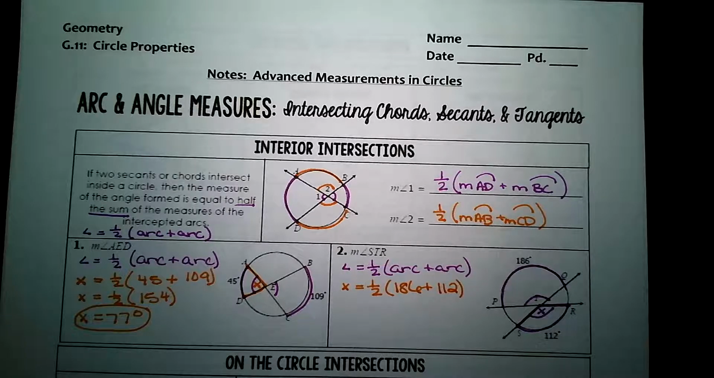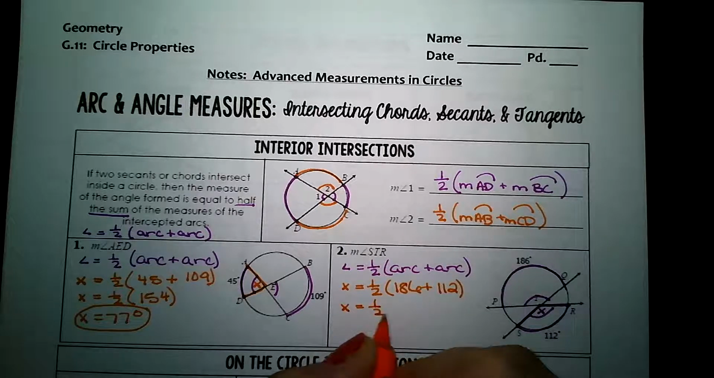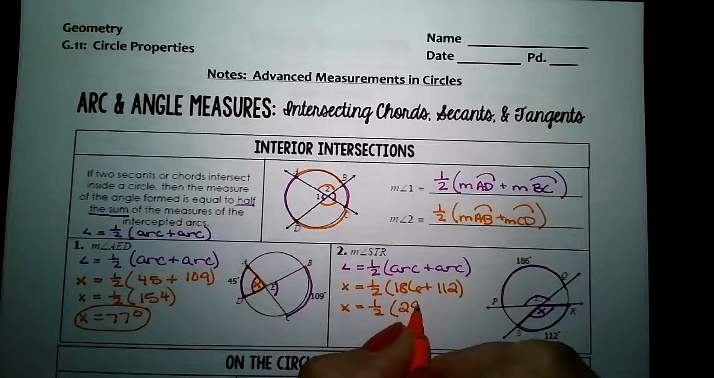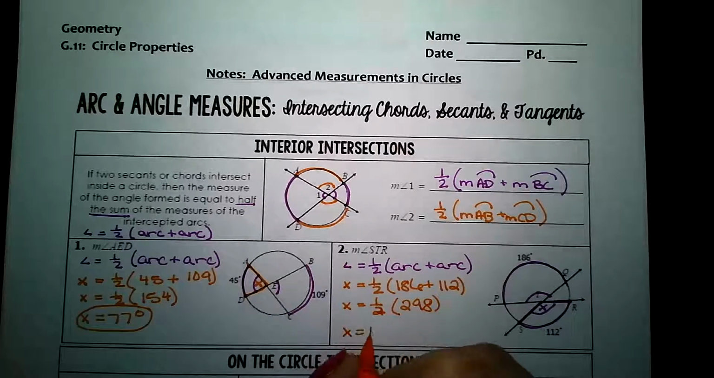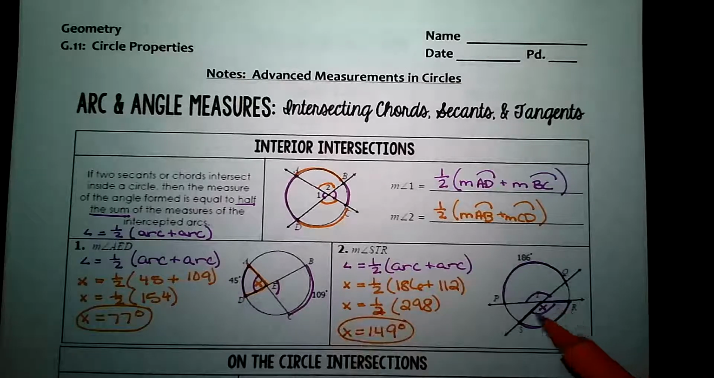Follow your order of operations. Do parentheses first. 186 plus 112 is 298. So I am looking for half of 298. You can multiply 1/2 and 298, or you can take 298 and divide it by 2. 298 divided by 2 is 149 degrees. So this angle measure is an obtuse angle that matches our picture. It's 149 degrees.